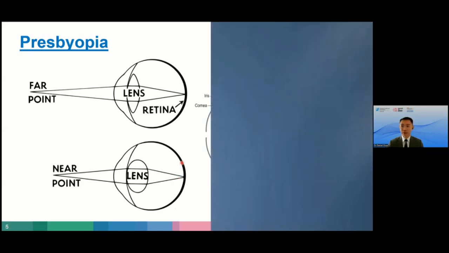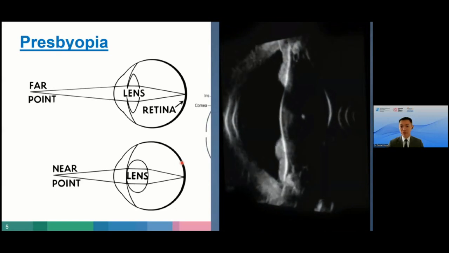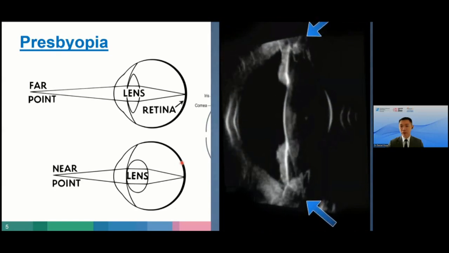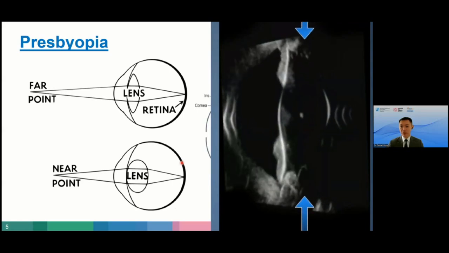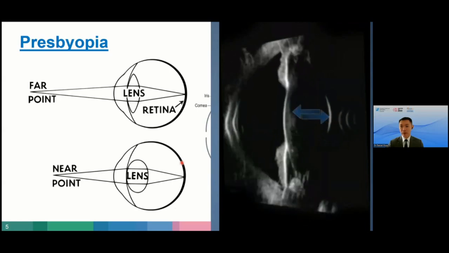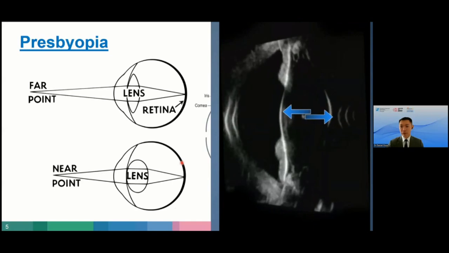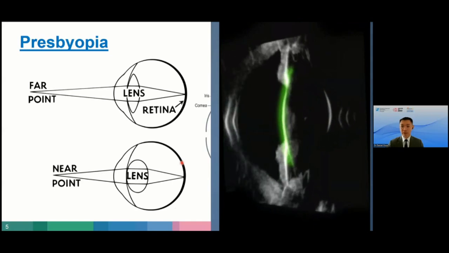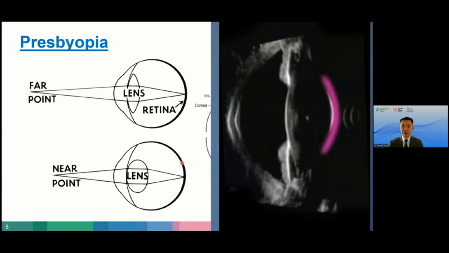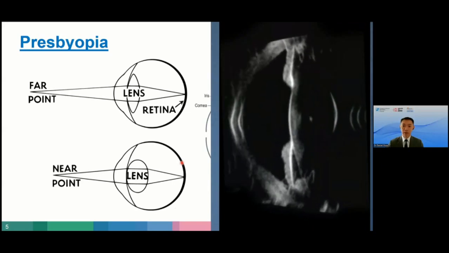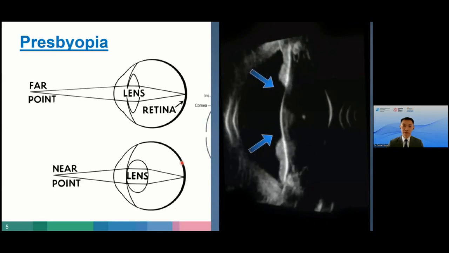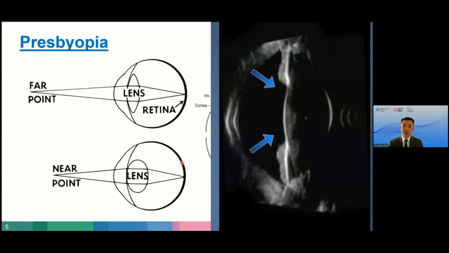If you look at this video file here, which is an ultrasound recording of a live patient, you can see that the ciliary muscle, which is being highlighted here, will contract. This causes a change in the thickness of the lens. The anterior part, or the front part of the lens, and the posterior part, or the back part of the lens, will change shape, allowing the focusing of the image onto the retina accordingly.